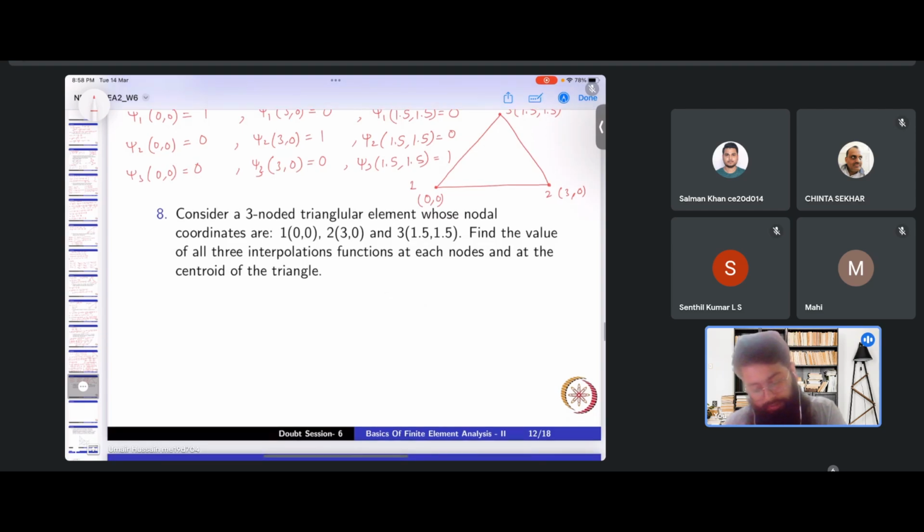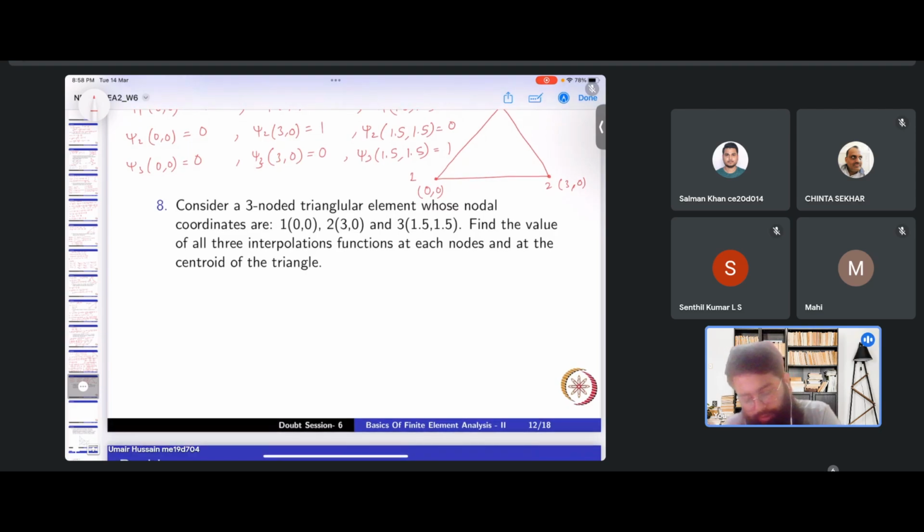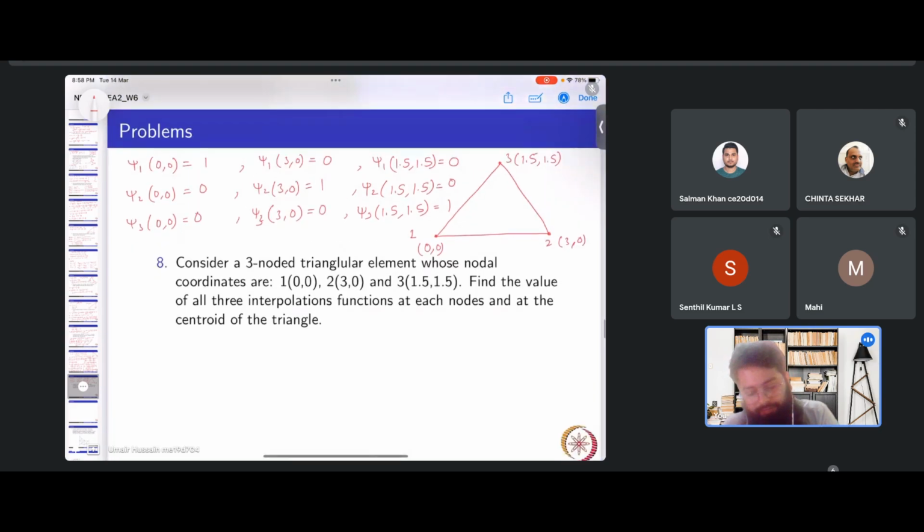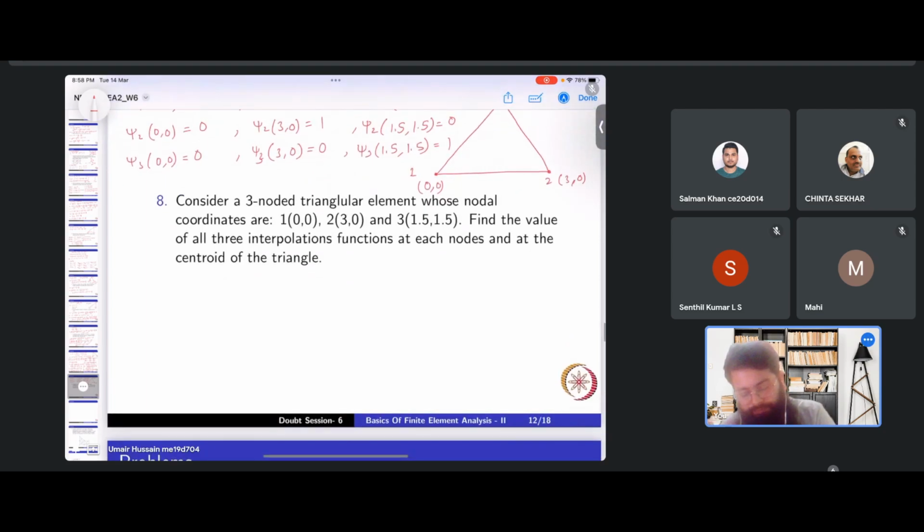All right. But we also need to find the value at the center of the triangle. For that, we actually need the interpolation functions. So we'll need to find psi 1, psi 2, psi 3. How do we do that? We have the same procedure: u equals c1 plus c2 x plus c3 y, which is equal to u at the nodes. We'll just quickly do it.